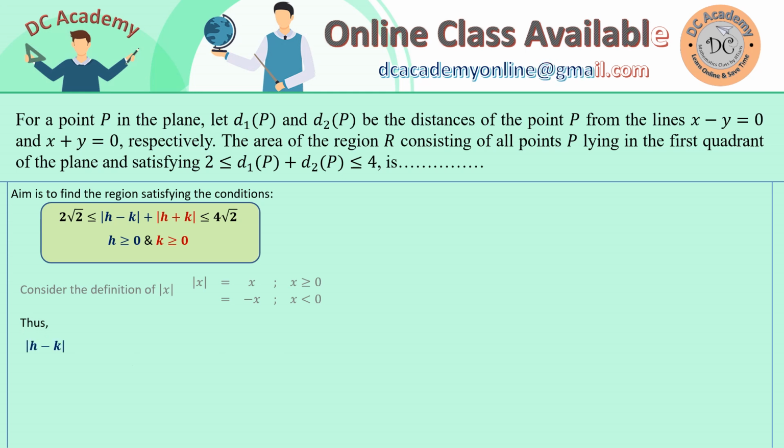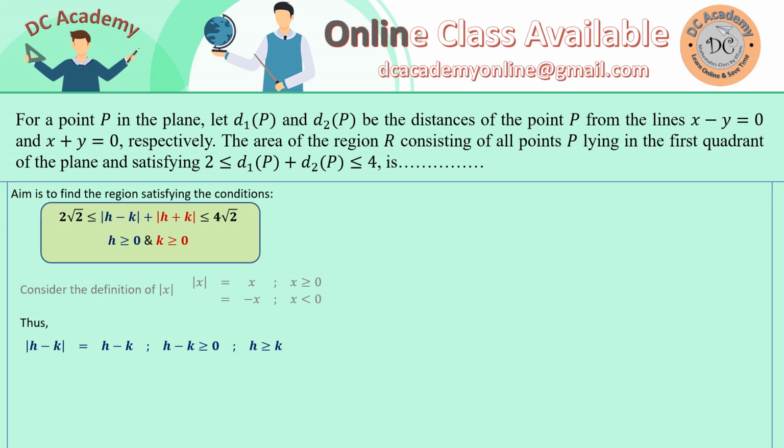So therefore it will be equal to h minus k when h minus k is greater than or equal to 0, or h is greater than or equal to k, and in the other case it will be minus of h minus k, that is k minus h, when h minus k is less than 0, in other words h is less than k. So that's the definition of mod h minus k.